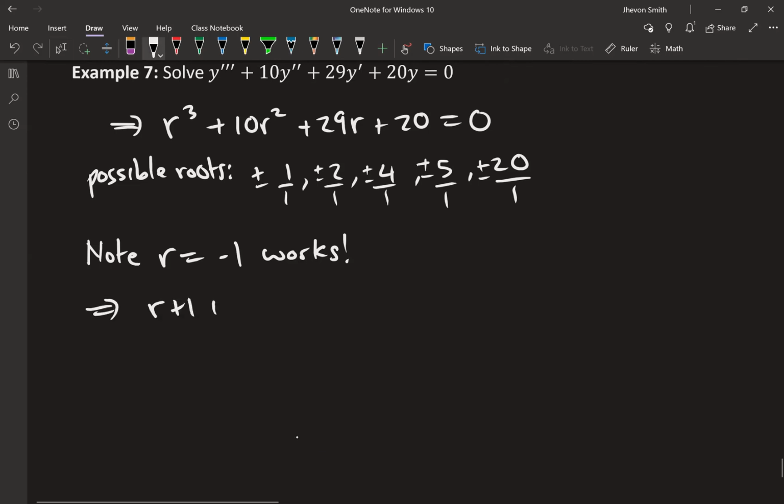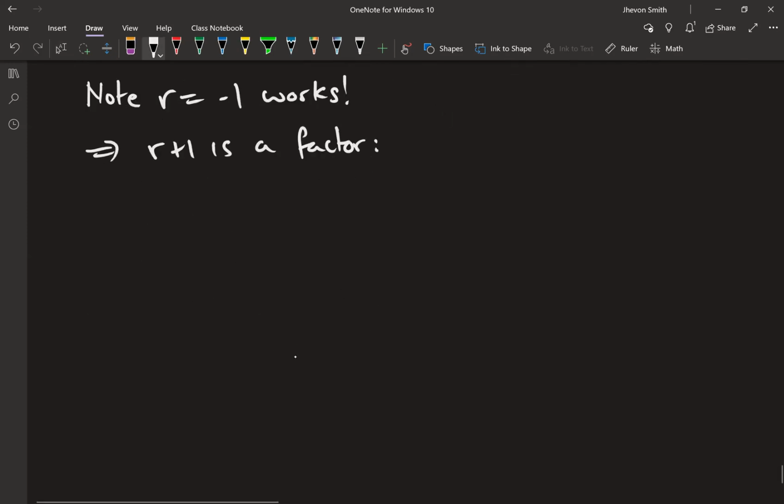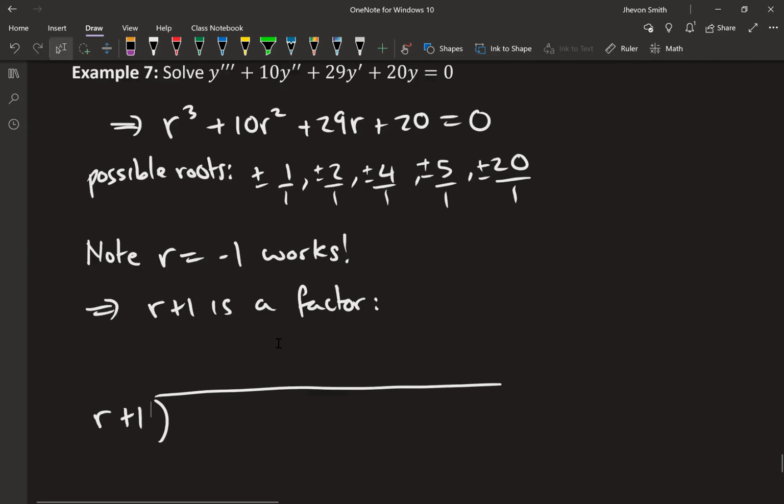Okay, so now this means that r plus 1 is a factor, which means I should be able to divide it into this cubic here. So this is r cubed. And remember, for this, you have to leave a placeholder for all lower powers. Even if there's no lower power, leave a space for it. So if there was no r term, for example, I would just write 0r to leave a space for it.